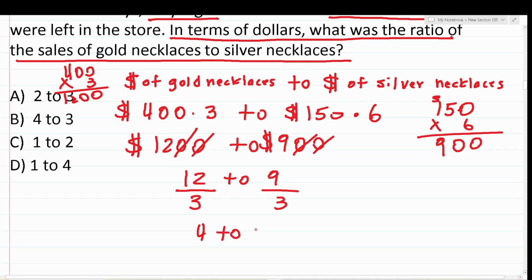9 divided by 3 is 3. So the ratio of gold necklaces sold in terms of dollars to silver necklaces sold in terms of dollars is 4 to 3, which you can see is answer choice B.